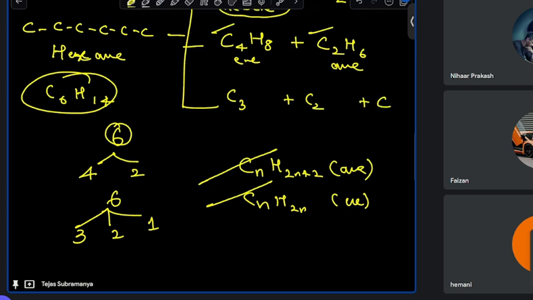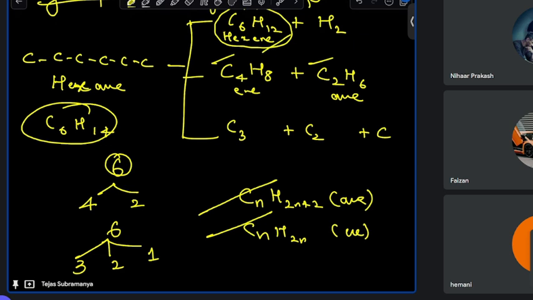Now follow the concept here. The first answer was ene. The second answer was ene and ane. The third answer is ene, ene, and then ane. So it'll be C3H6, just double it because it's ene. Again it's ene, so C2H4. It's ane in the last one. Careful. So it'll become CH4, because for 1 you double it and then add 2 to it.